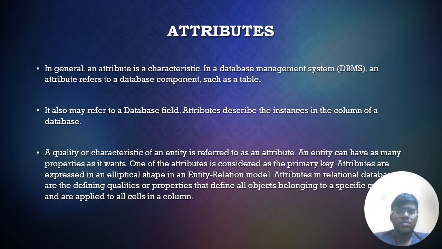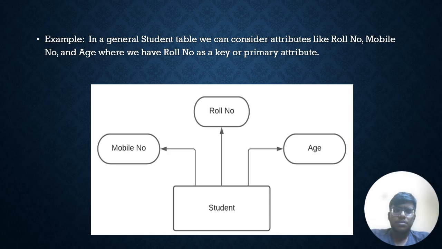Attributes in a relational database are the defining qualities or properties that define all objects belonging to a specific entity and are applied to all cells in a column. For example, in a student table, you can consider attributes such as roll number, mobile number, and age, where we have roll number as a key or primary attribute.